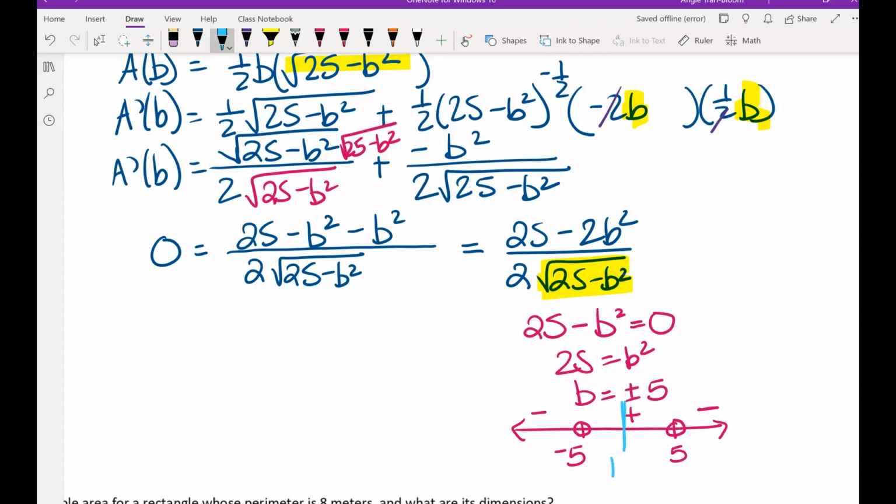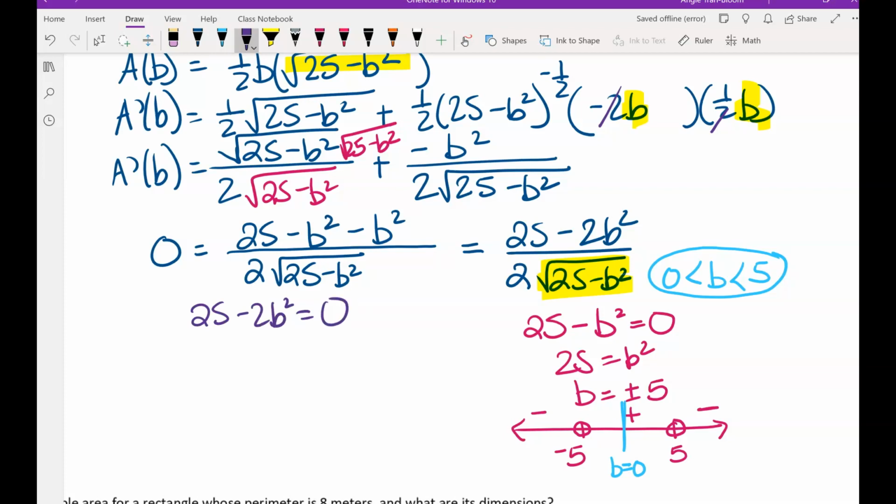Remember, we can't have a base of 0 because we can't make a triangle. We can't have a base of a negative measurement because we can't make a triangle. So students, right now, the domain of this base is non-inclusive from 0 all the way to 5. Just be more cautious when it comes to an application. Okay, so now that's the denominator. Let's go look for the numerator. The numerator is going to be: take 25 minus 2B squared equals 0.